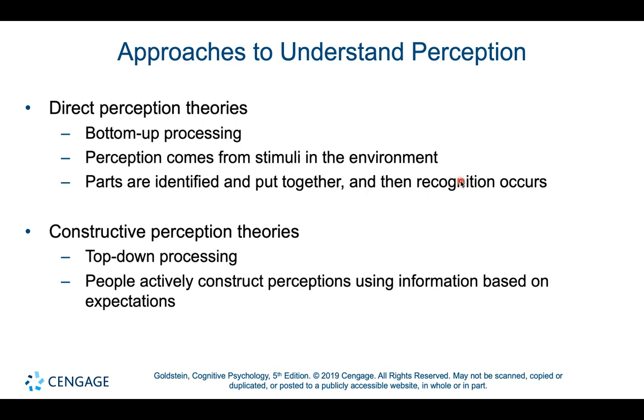So there are sort of two ways that we can approach studying perception. We can engage in theories of direct perception, which focus on the bottom-up processing, or we can have constructive perception theories, which focus a little bit more on the top-down processing. Neither is necessarily right or wrong, because we need them both. But different theories of perception will focus more or less on top-down versus bottom-up processing.